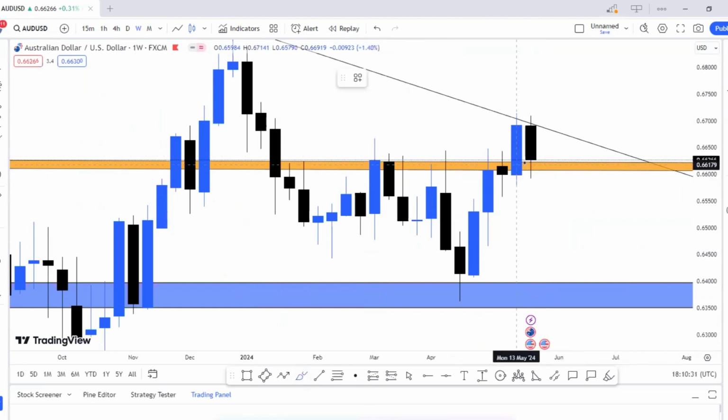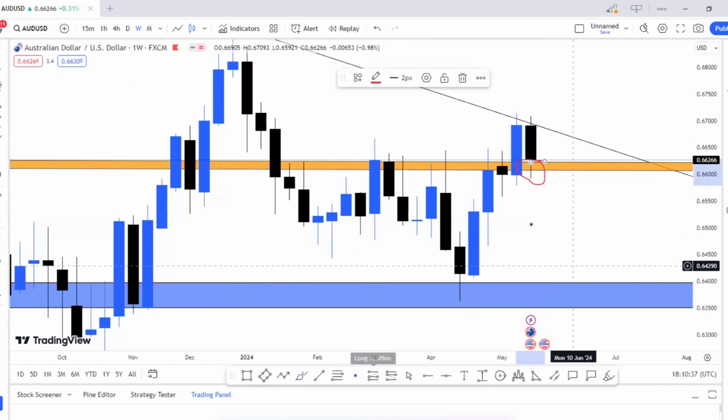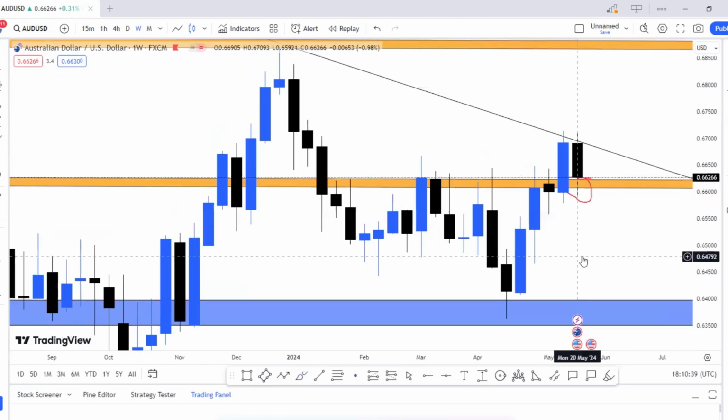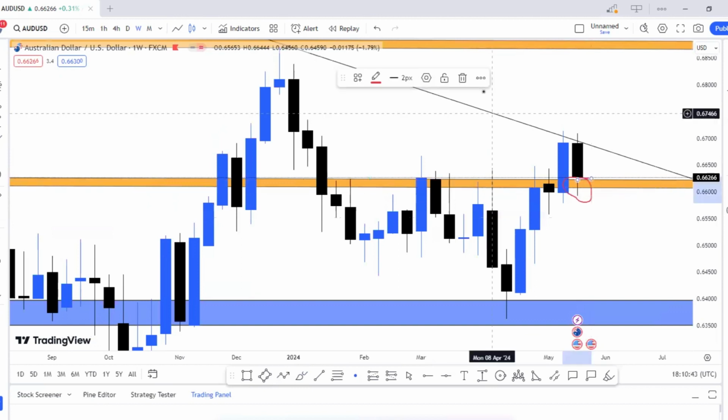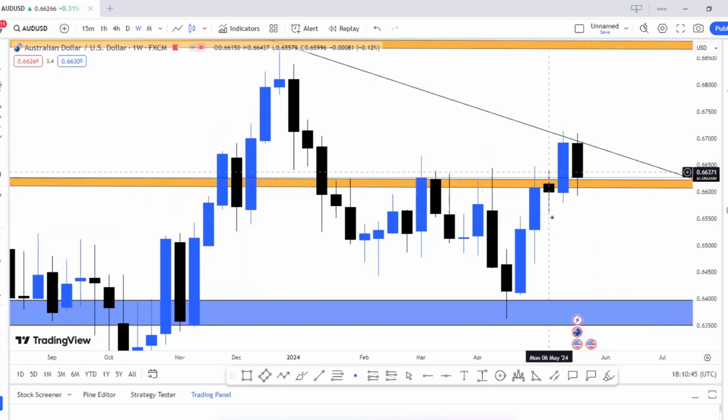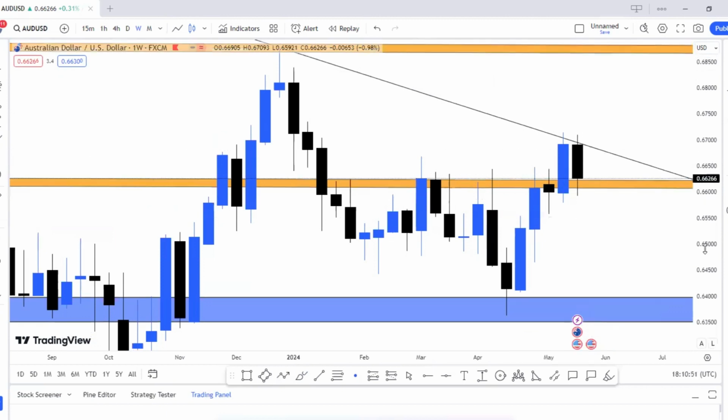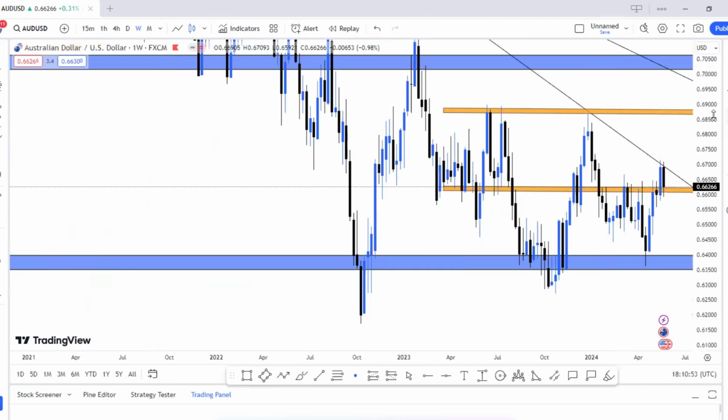Now this wick needs to be considered. It's not just there for some ordinary reason. We need to pay close attention to that. It's showing us that price rejected from here. So if you look at this point as well, price pushed down here and then we have the buyers pushing it up. So it shows that buyers are still in this market. It's not yet time to sell this market.